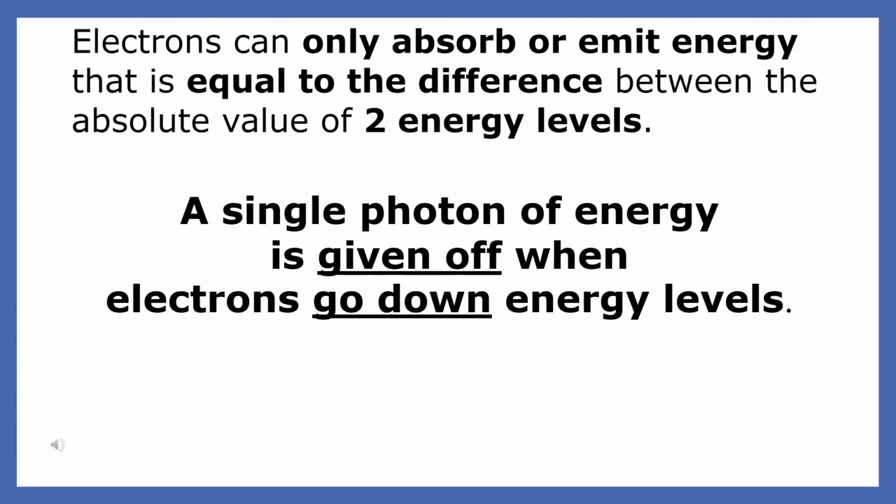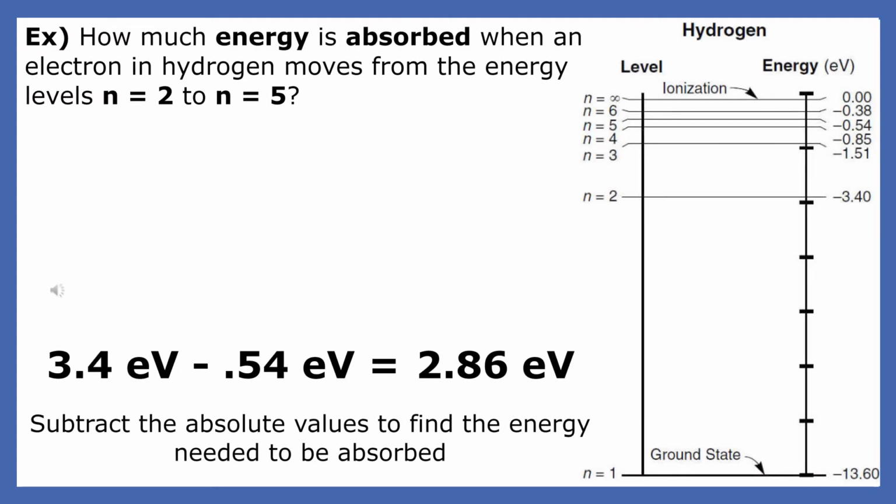The electrons can only absorb or emit energy that is equal to the difference between the absolute value of any two energy levels. A single photon of energy is given off when electrons go down in energy level. The energy level at n equals 2 is 3.4 electron volts, and the energy level at n equals 5 is 0.54 electron volts. To find the energy given off, we simply remove the negatives from the numbers and subtract.